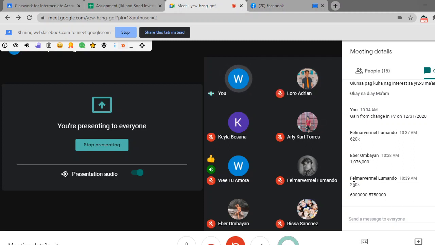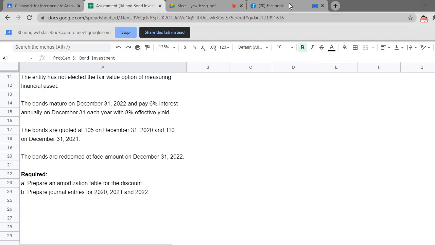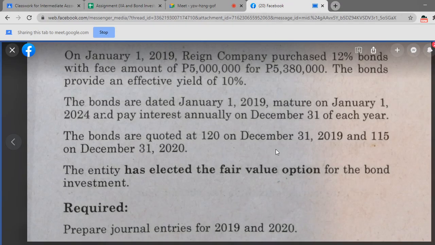Yes, tama na 250,000. Sige, do you have anything to say, Mr. Loro? Loss, ma'am. Loss. From gain. Perfect. Loss po siya, mga kaibigan, hindi po siya gain. Bakit siya loss, ma'am? Ako nang gi-emphasize ganina.